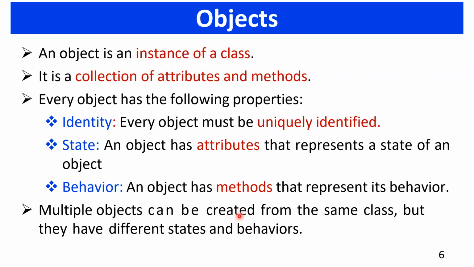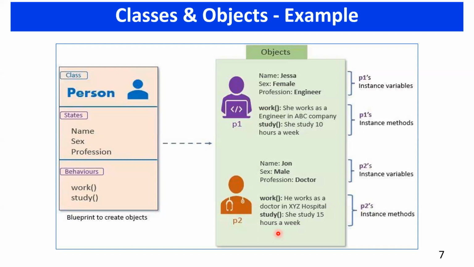In the previous slide, we discussed that once you create a class, you can create any number of objects, but each object is associated with its own set of attributes and functions. Here, attributes represent the states, and methods or functions represent the behavior. Let us look at an example for understanding class and object in detail.